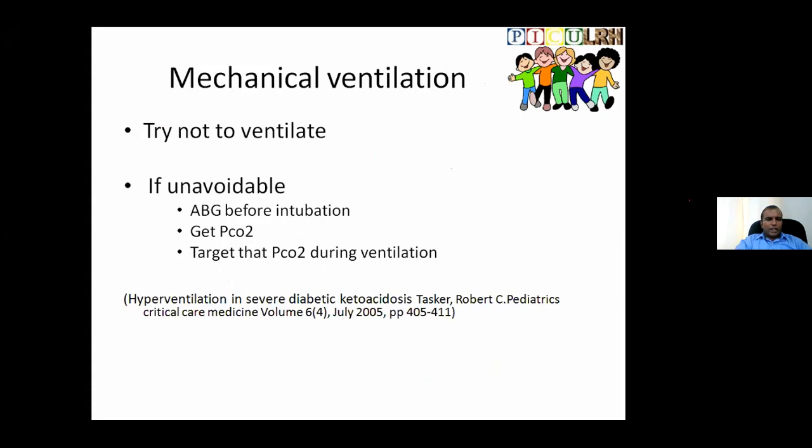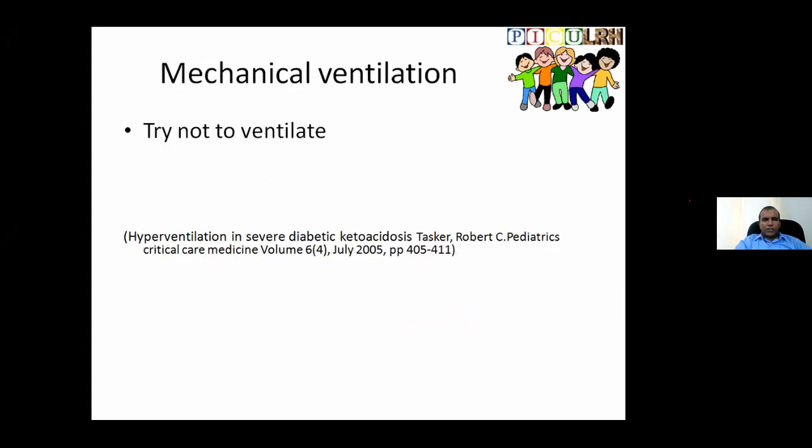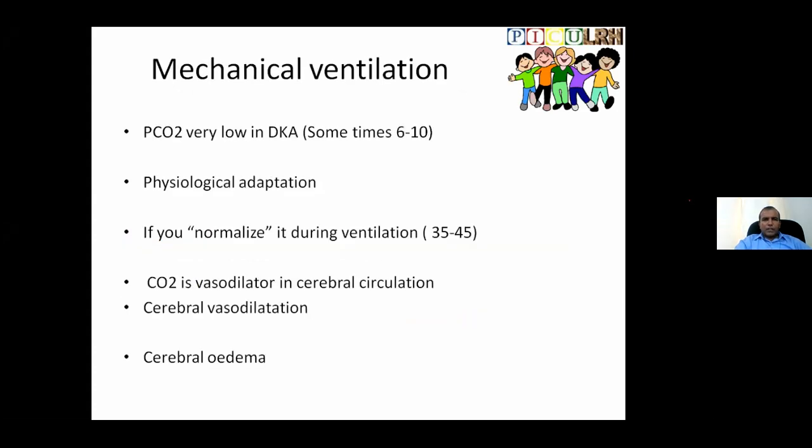So mechanical ventilation. Usually we try not to ventilate. That is one condition that we try not to ventilate. DKA and asthma are the conditions that we try not to ventilate. If unavoidable, we should do this. Later, we'll discuss why we should not ventilate. So the carbon dioxide is very, very low in DKA. Sometimes it's about 6 to 10.